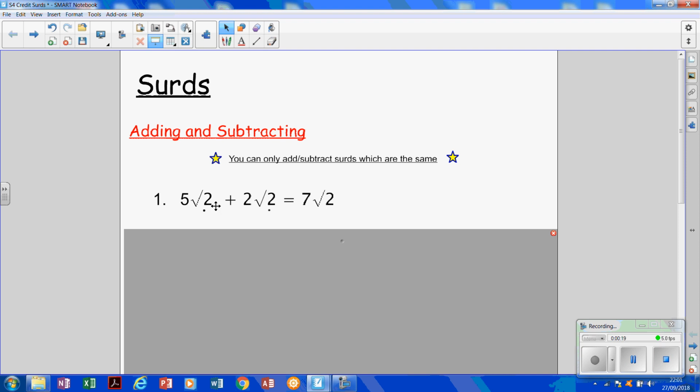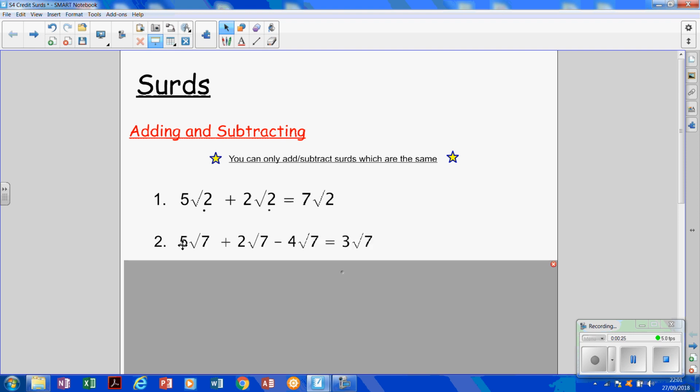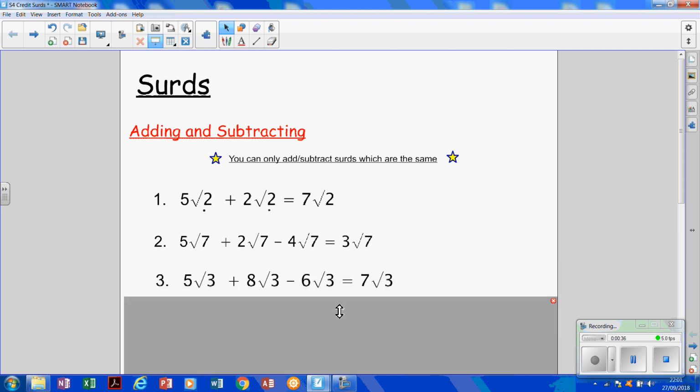If you've got 5 of these root 2's and another 2 of these root 2's, then altogether you get 7 root 2's. If you've got 5 root 7's and you add on 2 root 7's and you take away 4 root 7's, 5 and 2 of them gives you 7 root 7. Take away 4 of them gives you 3 root 7. 5 root 3's, add on 8 root 3's, take away 6 root 3's. 5 of them plus 8 of them is 13. 13 of them take away 6 of them leaves us with 7 root 3's.